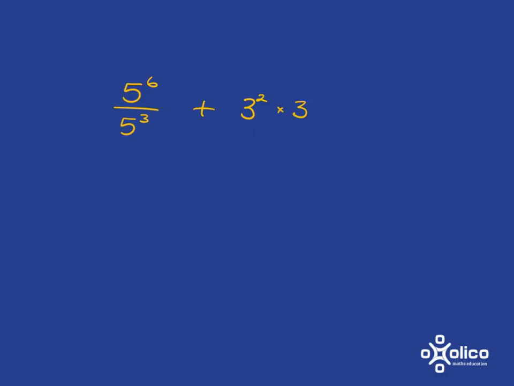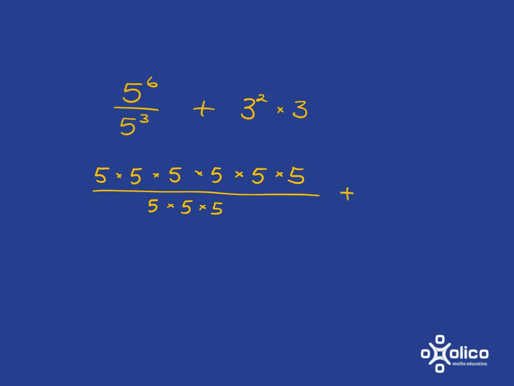So let's have a look at 5 to the power of 6. What does that mean? Writing it out, it's just 6 fives all multiplied together. And what's 5 to the power of 3? Well, it's just 3 fives all multiplied together. And what is 3 squared? It's just 3 times 3. And of course, then we just have another times 3.